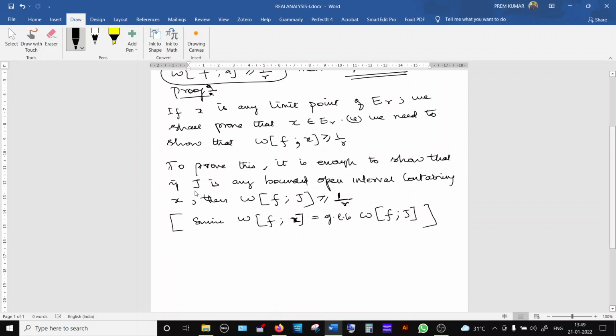We are going to consider an open interval J containing x such that the oscillation of f over J is greater than or equal to 1.